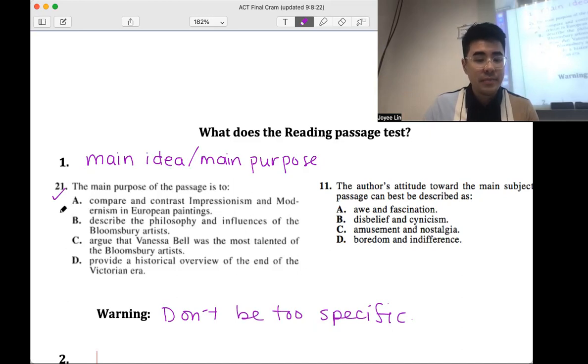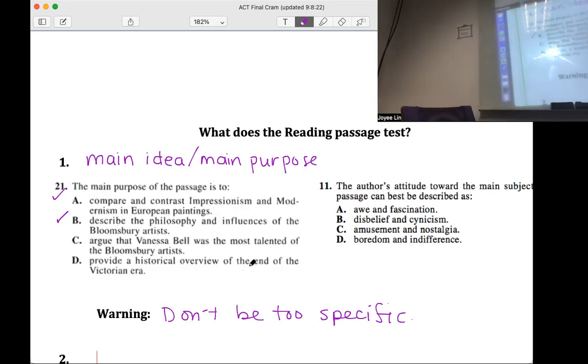B, right? A historical overview of the end of the Victorian era. You've done enough of these. Have you ever seen a historical overview of an entire period? I think the only issue with that one is that it's probably too broad.